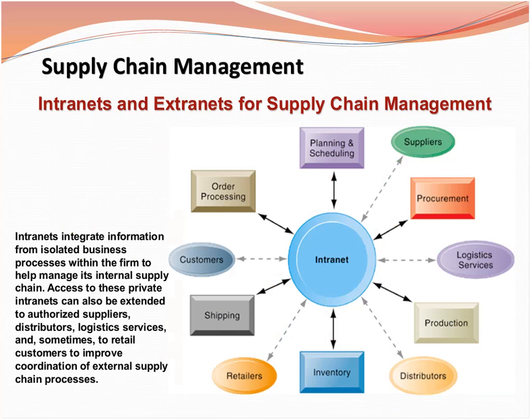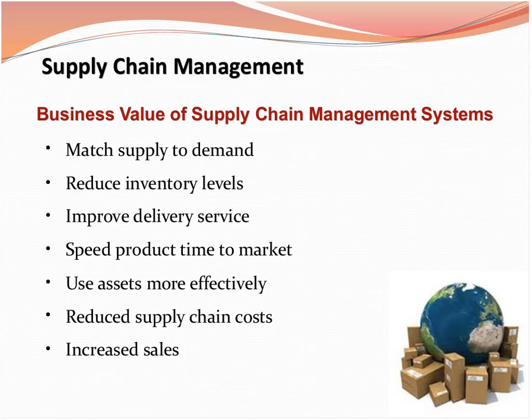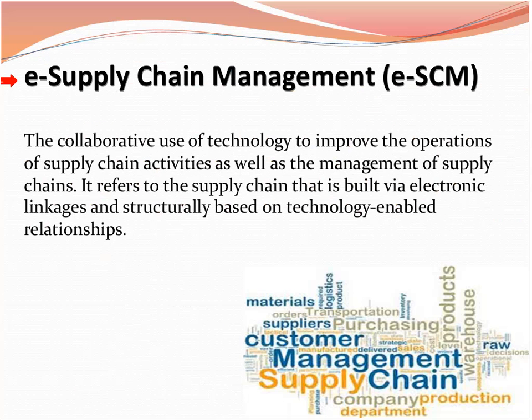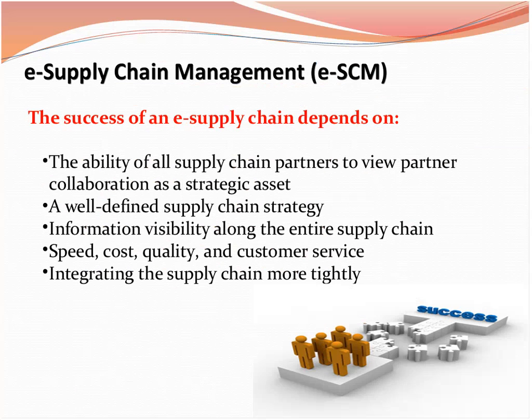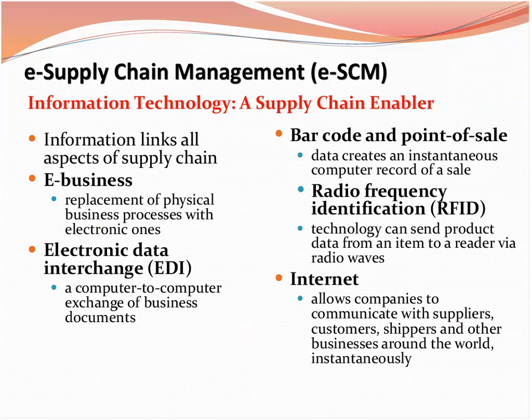So the e-supply chain management system, or ESM, is the collaborative use of technology to improve the operations of supply chain activity as well as the management of the supply chain. It refers to a supply chain that is built via electronic linkage and structurally based on technology-enabled relationships. So when you run your supply chain management system based on the internet, we call it e-supply chain management. We need different applications, hardware and software, and the RFID technology you are familiar with from last week. We talked about it; it has been used in these systems.